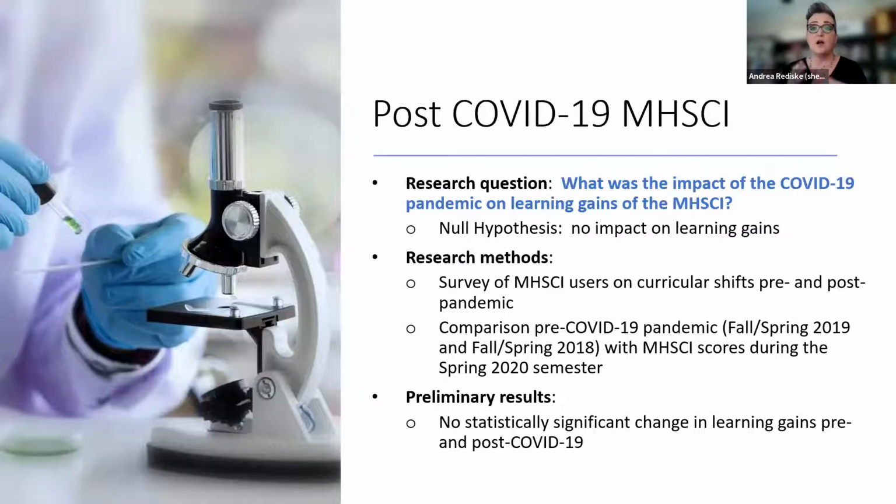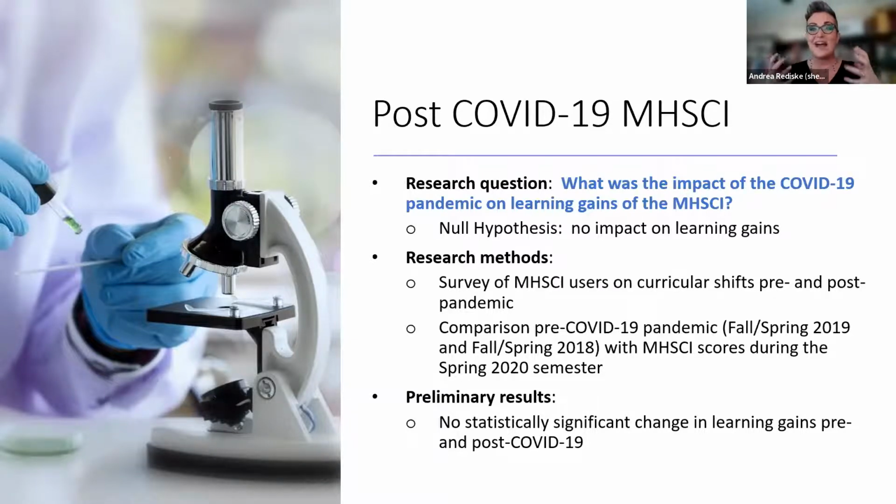And what our research question was is we wanted to determine, did COVID-19 have an impact on student learning gains? And with every statistical analysis, you have a null hypothesis that there's no difference. So what we did is we surveyed our MHSCI users and asked how their curriculum shifted. How many instructors had courses that were already fully online before the pandemic? How many were fully online after the pandemic? And then we took our data.